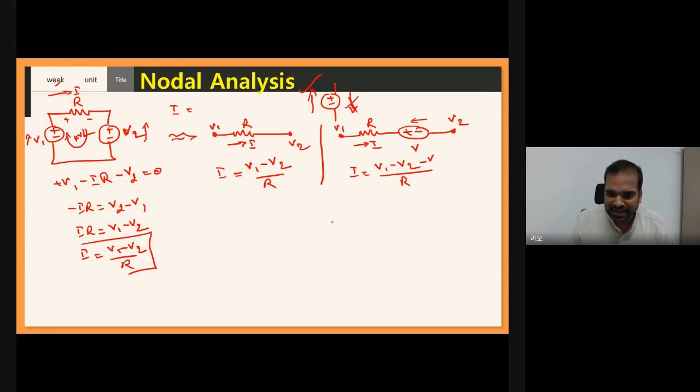Now I am taking another example here. So this is my minus and plus, and here we have... how many voltage sources are involved?